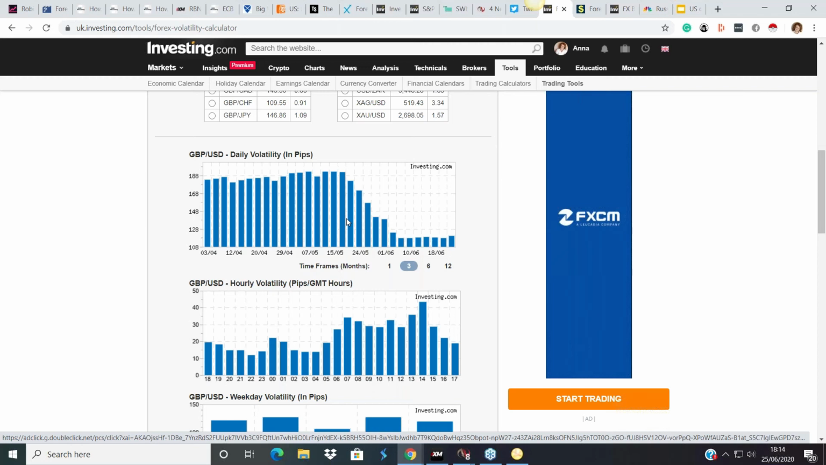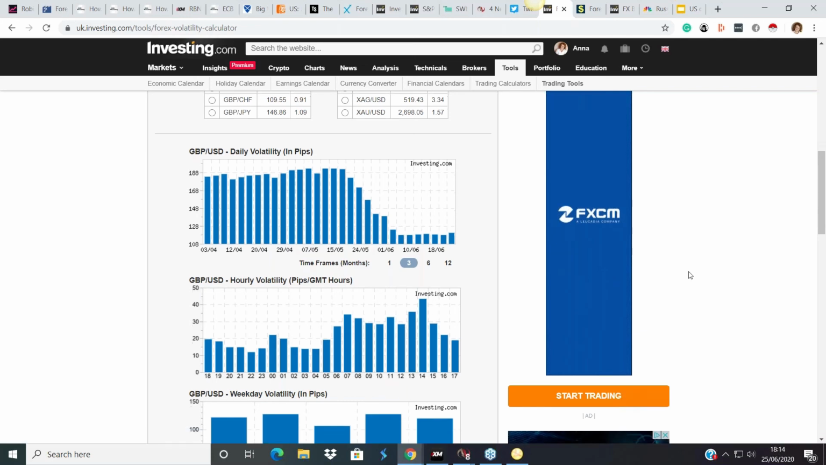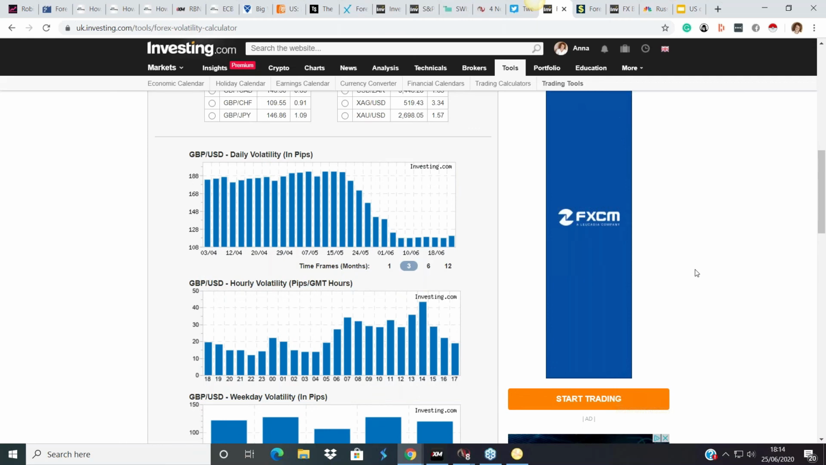Obviously we've had all sorts of things to do with the UK. There's Brexit back on the horizon, so we can expect volatility to pick up for the British pound anyway, but it has fallen, and that tells you it's going to be that bit more difficult to make some pips. But again, look at the hourly volatility. What have we got? Well, we've got 7-8 o'clock, which we should expect, the afternoon session. Great bits of information to have at your fingertips.